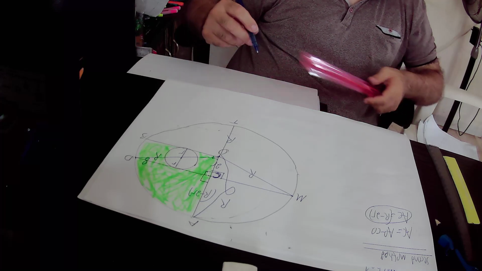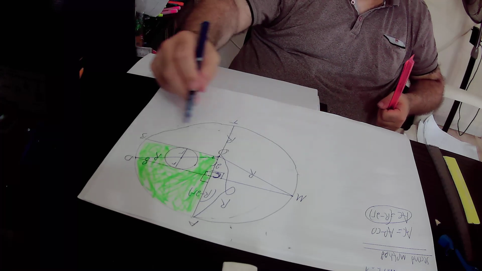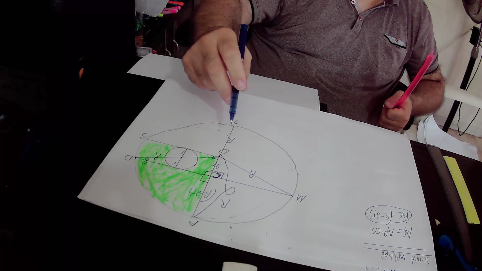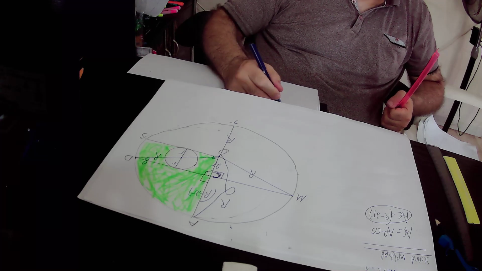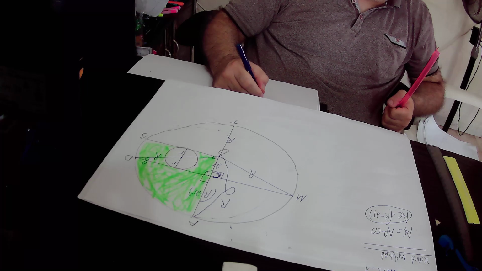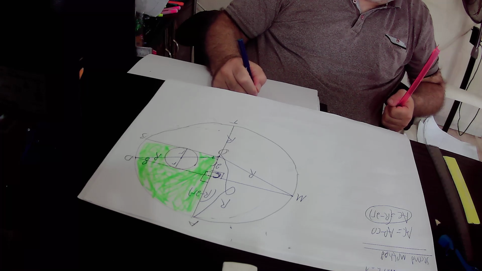In addition, MO equals OD. Those two sides are both radii of the big circle, therefore they are equal to each other. So OM equals OD equals capital R.